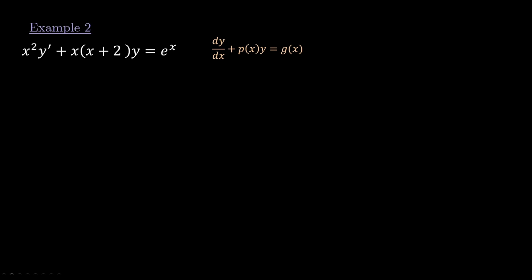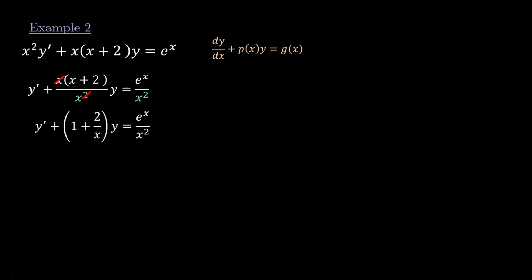But we want the derivative by itself. So we divide the x squared over, and we cancel the x in the numerator and then the 2 on the denominator. And we should get this. Now we have it in our form, because we can recognize that p of x is 1 plus 2 over x, and g of x is e to the x over x squared.